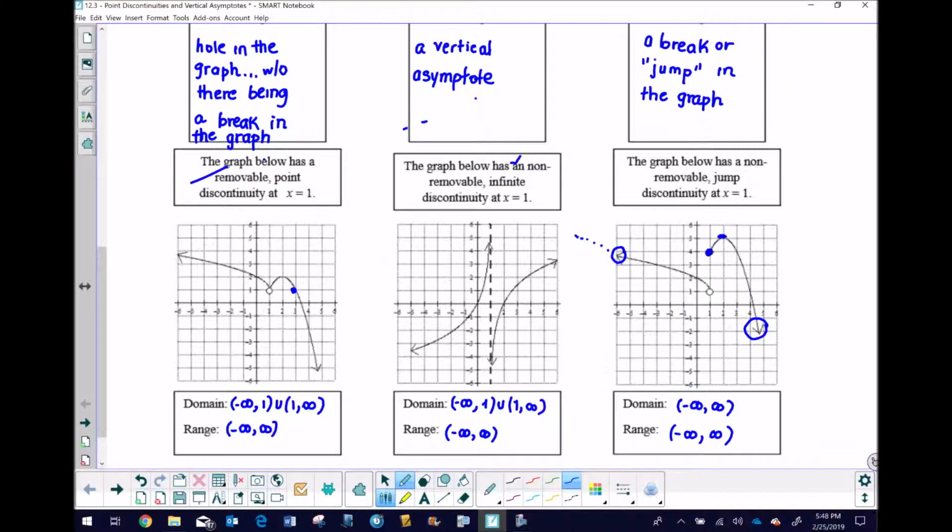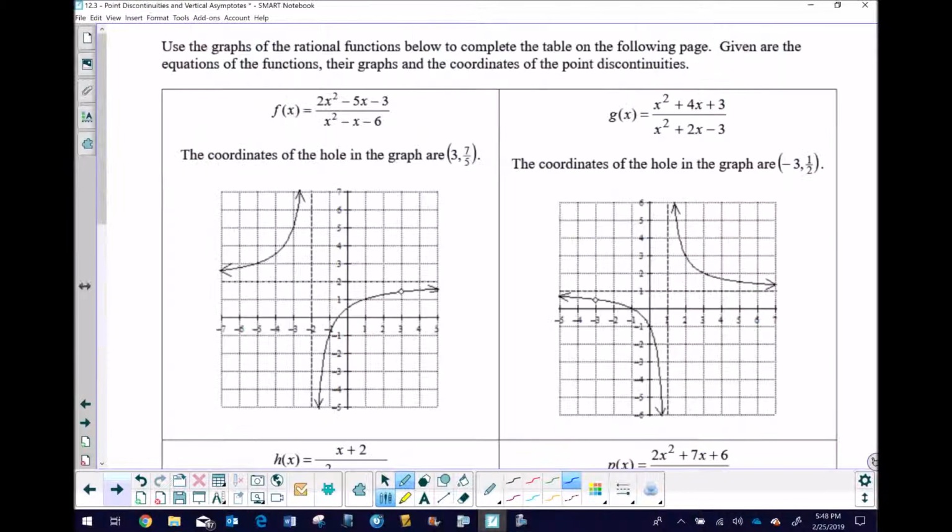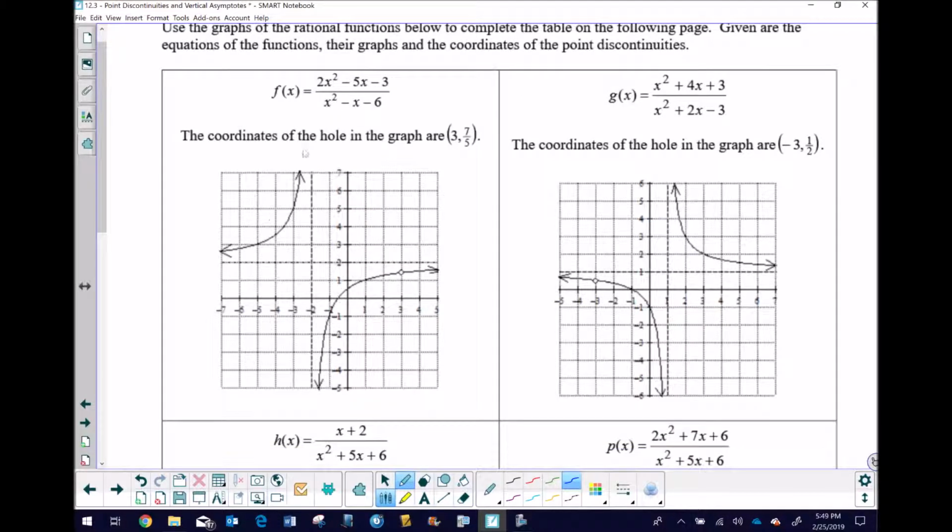As we move to the second page of the document, of the notes that hopefully my students are working with, what we see is a page that just consists of 4 graphs. It says, use the graphs of these rational functions below to complete the table that you will see on the following page. Given are the equations of the functions, their graphs, and the coordinates of any point discontinuities. So for our first function called f of x, we see the rational function here, its graph is depicted, and we have the coordinates given of the hole at the point (3, 7/5).